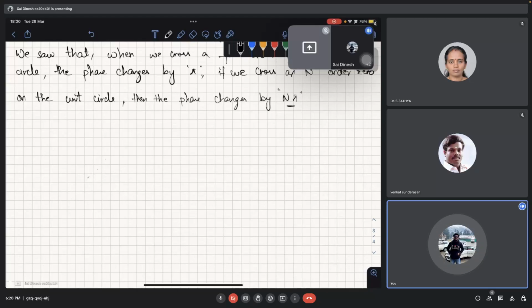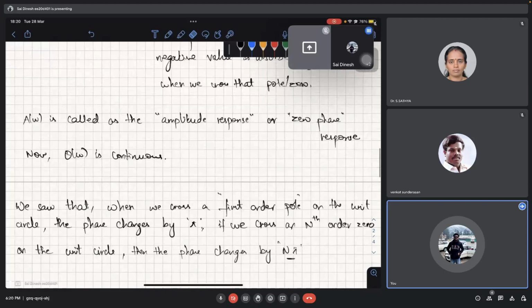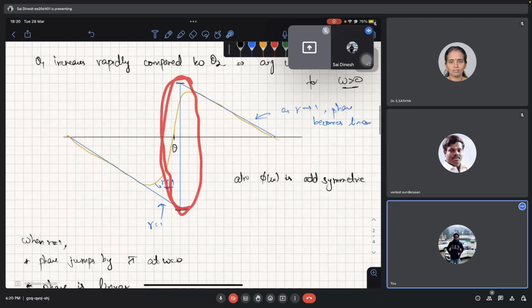Okay, so one first order pole creates a phase jump of pi on the unit circle. So here we have seen that on the unit circle we have a phase jump, right? When we cross a second order pole, then we change the phase by 2 pi. So this does not create a sign change, basically.